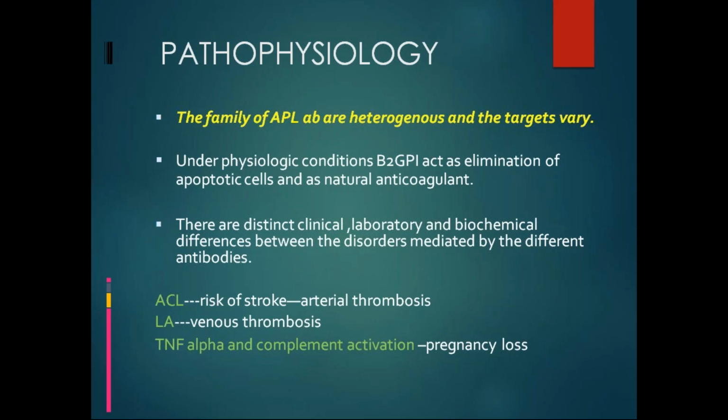Whenever there is an increase in lupus anticoagulant, then it is venous thrombosis. And whenever there is an increase in TNF alpha factors, and the increase in complements, then there is a chance of pregnancy loss. It is very important for your future examinations. You just remember these three: anticardiolipin increases arterial thrombosis, lupus anticoagulant, venous thrombosis, and TNF alpha is pregnancy loss. It's very important for the next NEET examinations usually.